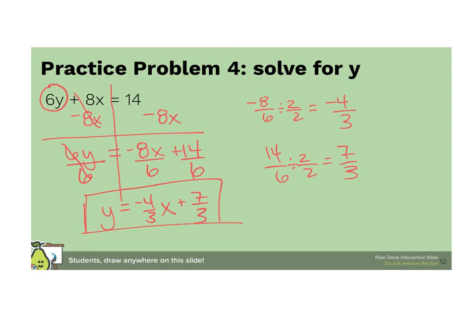Time for your exit ticket. You're going to need to know what a literal equation is, so make sure you go back to your notes or your conjecture, and then you're going to have one literal equation that you are going to solve for y.